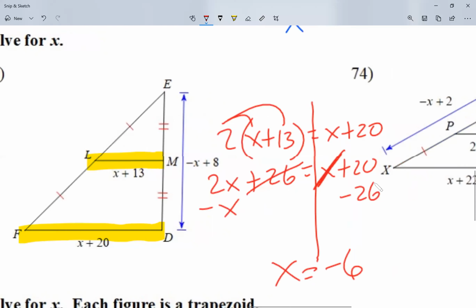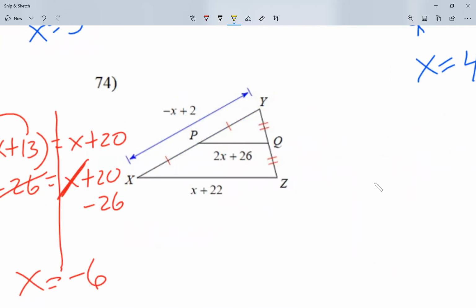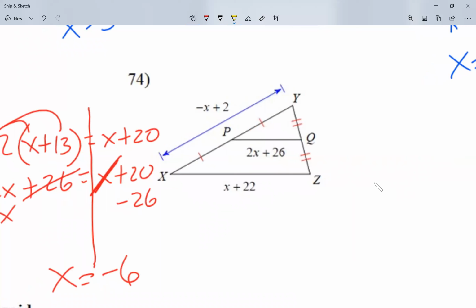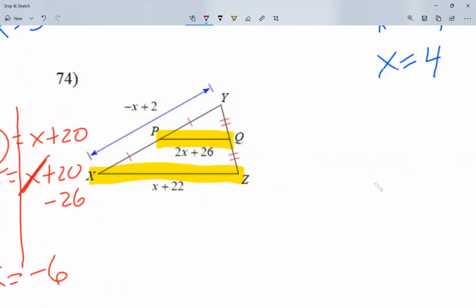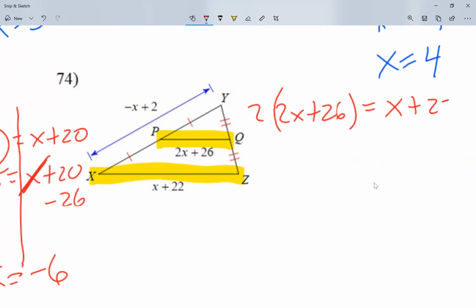Let's take a look at number 74. I'm going to use the mid-segment. So I'm going to use this segment and the one side that is parallel to it, this one. So the way I'm going to set this up, the mid-segment is 2x plus 26. That's the mid-segment. Let me multiply it by 2. So all of this times 2, and it's going to equal x plus 22.